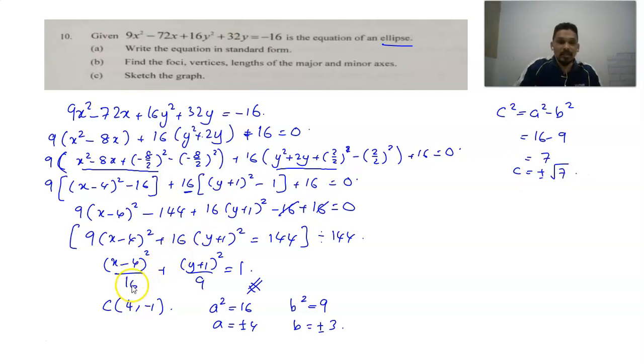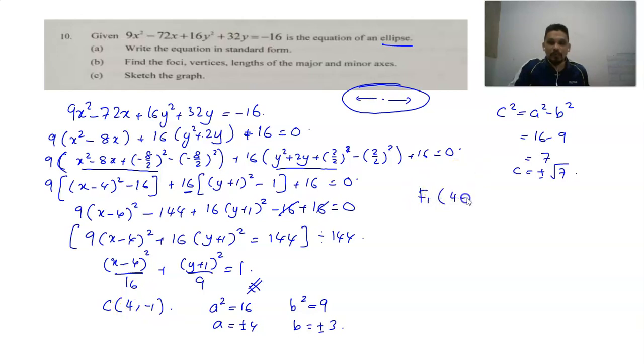And since that a is under an x, so it is a horizontal ellipse. Horizontal ellipse. So find the foci from the center here, from the center of 4 and negative 1. So it moves horizontally to the left and to the right, meaning the value of x changes plus and minus square root of 7. So then the focus F1 equal to 4 plus square root of 7 with y equal to negative 1, and F2 4 minus square root of 7 and y equal to negative 1.